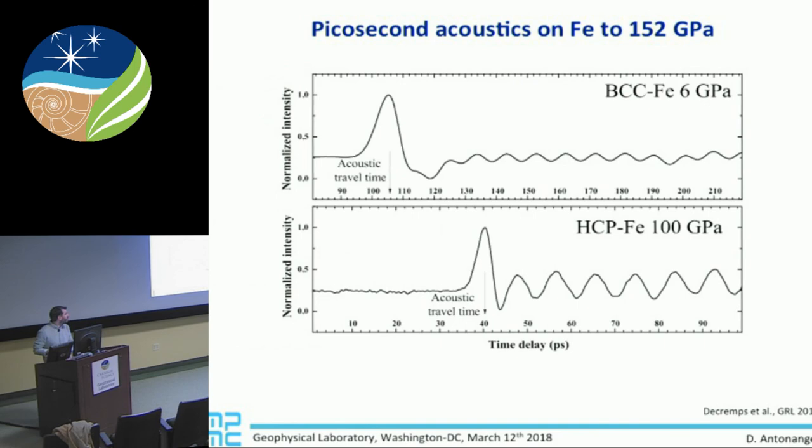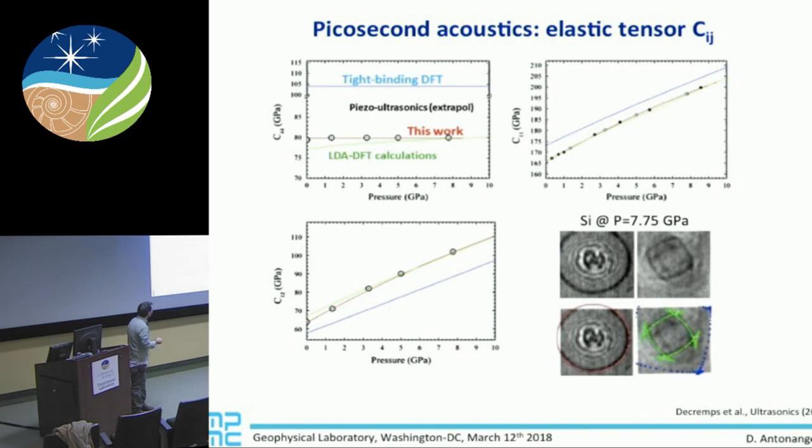So we will try to use picosecond acoustics, which is as direct as we can get, but not at 150 GPa. On silicon, we stopped at 9 GPa. If you have a single crystal, you can get the arrival. These green things are shear waves. So for a single crystal you can get it, but you need to be able to preserve a single crystal.